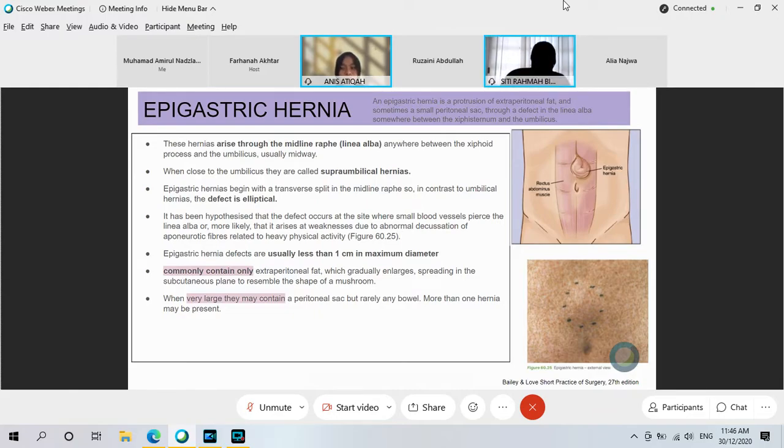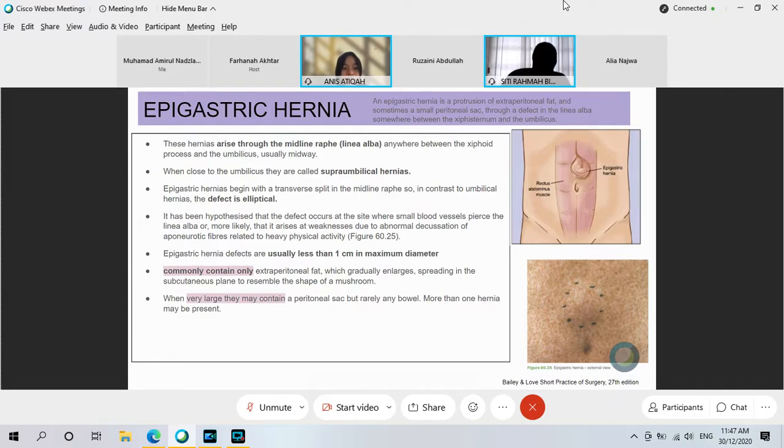Like mentioned just now, for umbilical the defect is round, but for epigastric, usually the defect is elliptical. It's more oval. You can see in the picture below, it has been hypothesized that the defect usually occurs at the site where small blood vessels pierce the linea alba, or more likely that it arises due to abnormal decussation of fibers. Usually, it is due to heavy physical activity, like those who love heavy weight lifting. It will look just like the pictures.